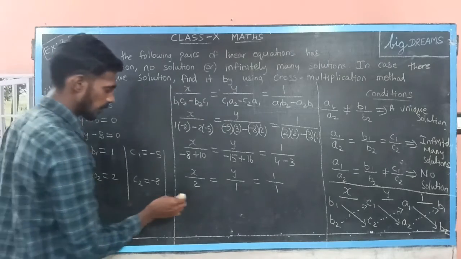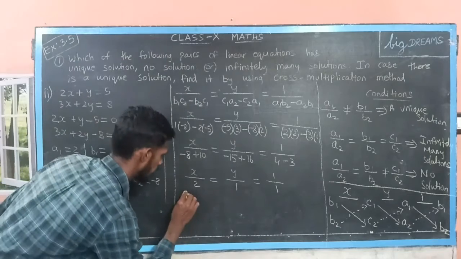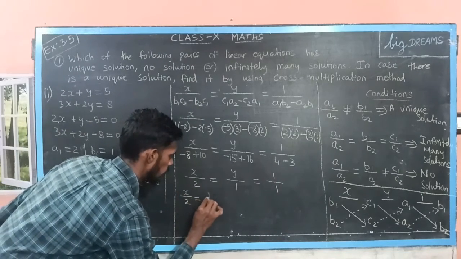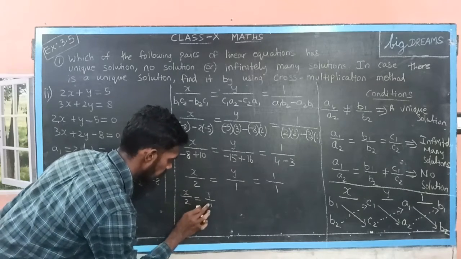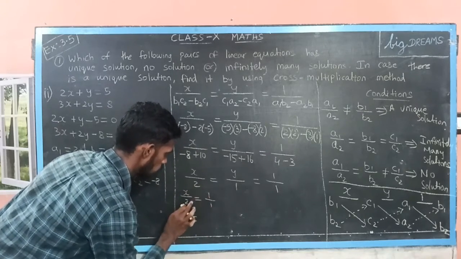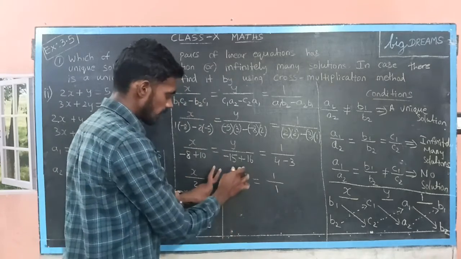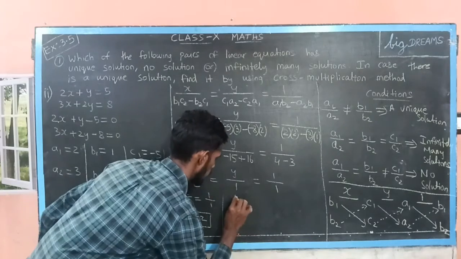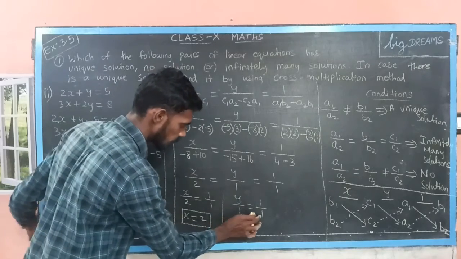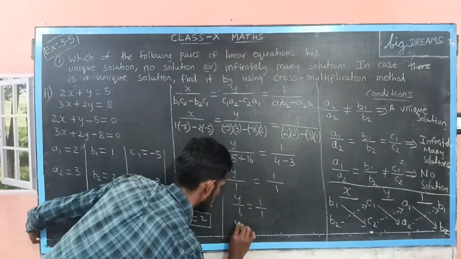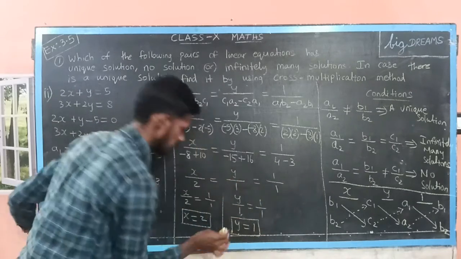Okay. Now we have to equate x by 2 with 1 by 1 to obtain the value of x. So equating, x divided by 2 is equal to 1 divided by 1. Just cross multiply: x into 1 gives x is equal to 1 into 2. So the value of x is 2. Then equate this term with this term, y by 1 is equal to 1 by 1, to find the value of y. Just cross multiply: y into 1 is equal to 1 into 1, thus the value of y is 1.